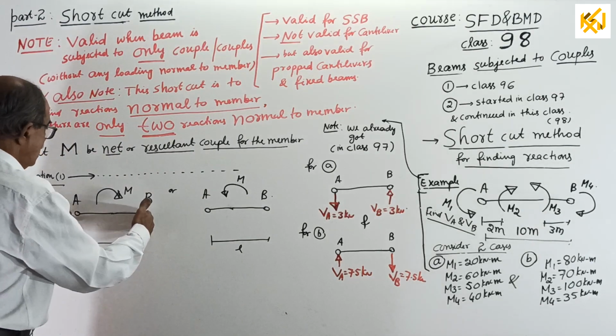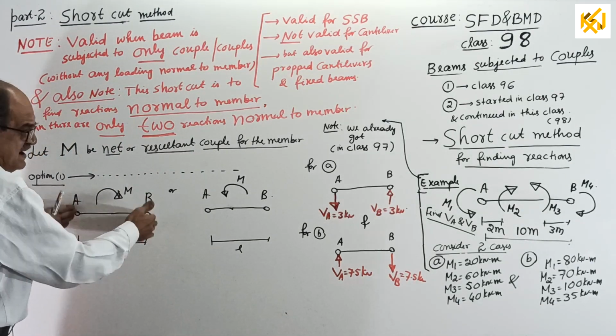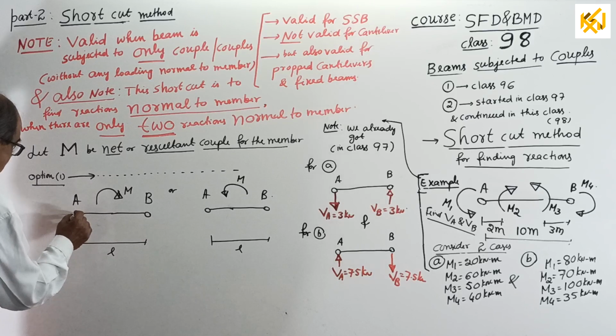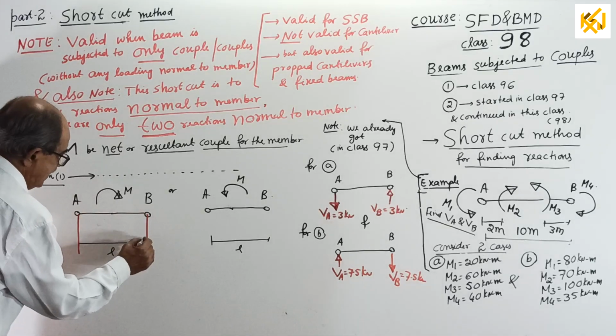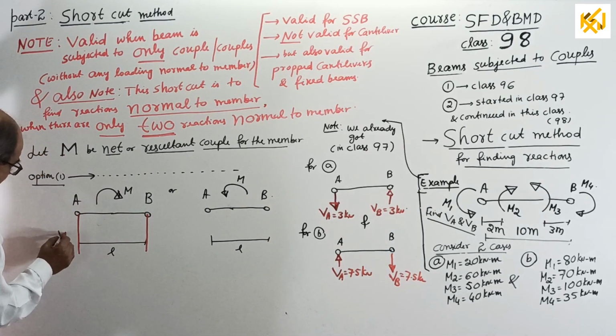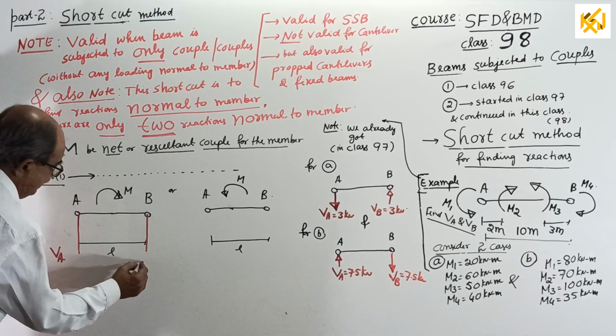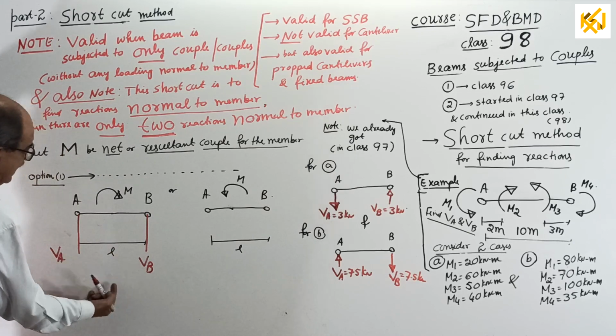Now, there are reactions at the ends normal to the member. So, mark the line of action of the reactions, this way and this way. They are VA and VB. This is VA and this is VB, the vertical reactions.